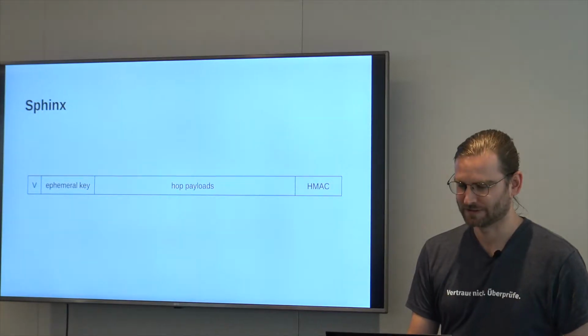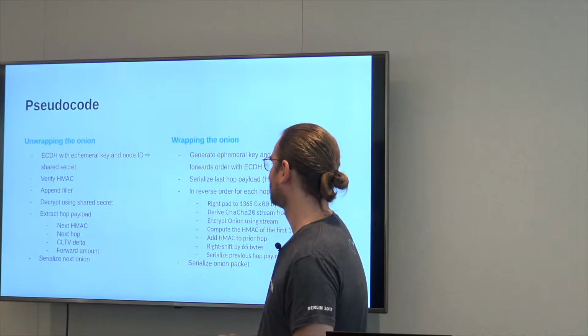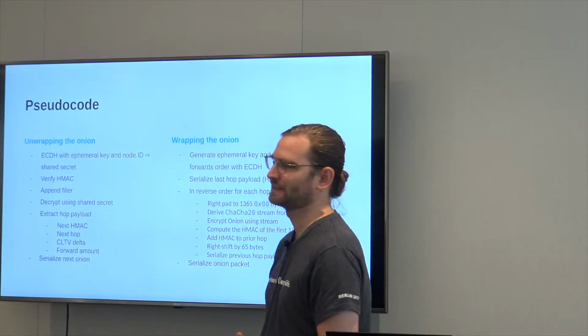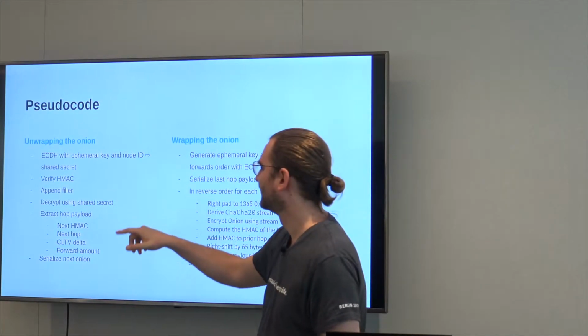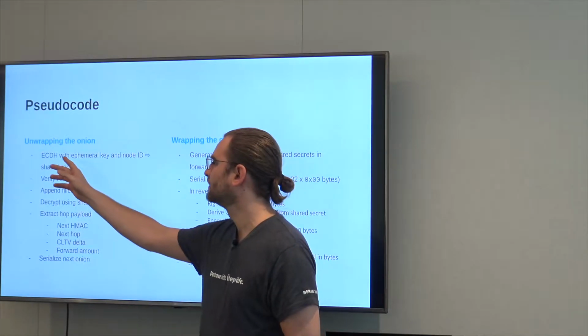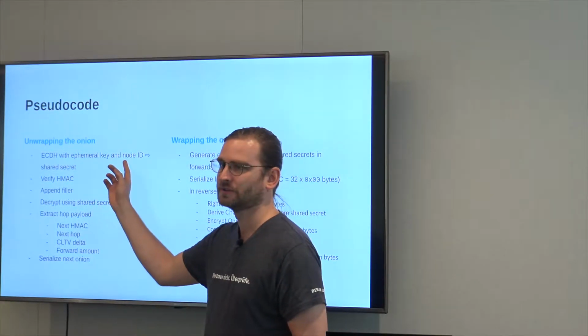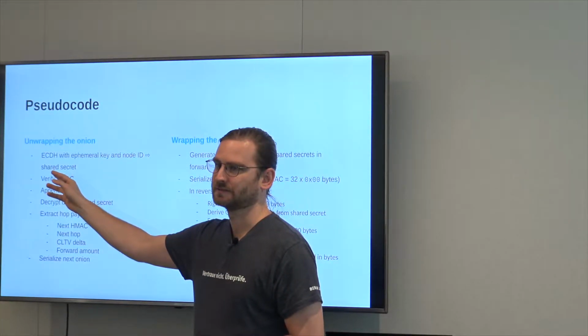And now for the pièce de résistance. This is the actual process of unwrapping and wrapping the onion. I'll start with the unwrapping because that's easier. So upon receiving a packet, we will use the ephemeral key and our own private key matching our node ID to generate a shared secret.